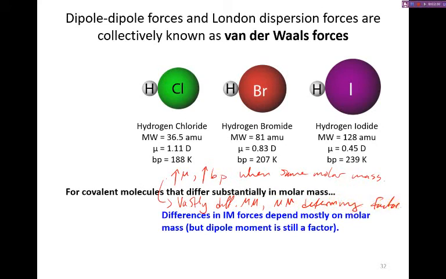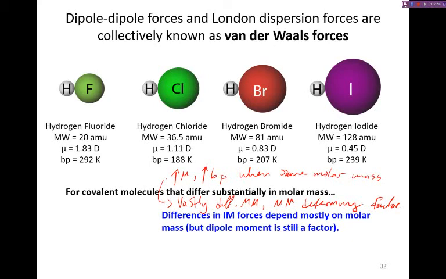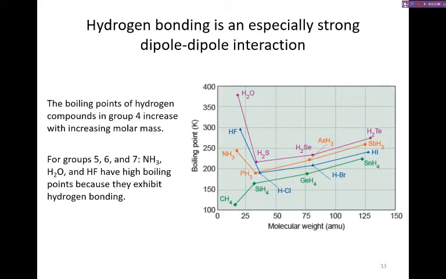However, there's an important exception that we need to pay attention to. If we take a look at hydrogen fluoride, it's in the same family, hydrogen with a halide. It has a much lower molar mass, much higher polarity, and a much higher boiling point. So why is it that even though we have the large discrepancy of molar masses, this bucks the trend? We're going to talk about the reason for that, and it's due to what we call hydrogen bonding.